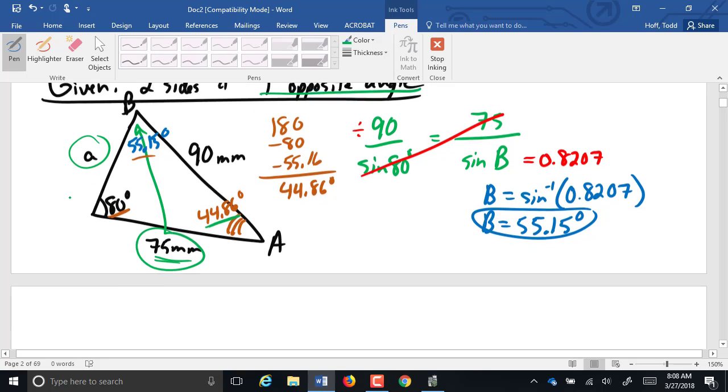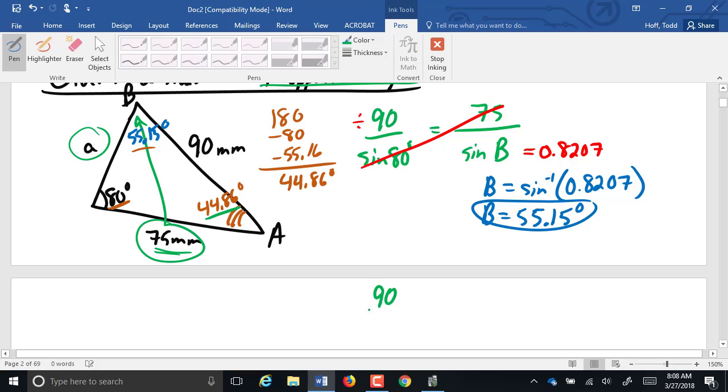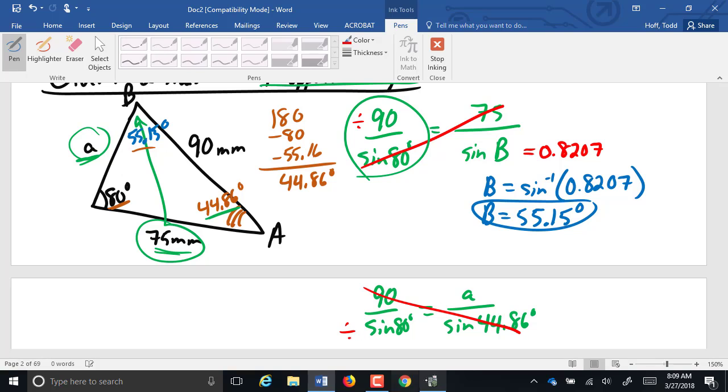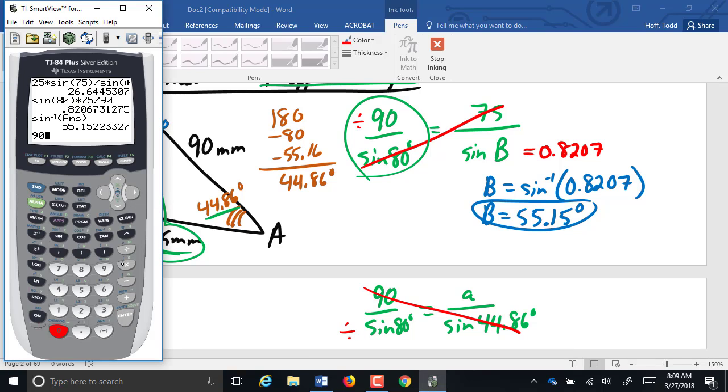Now this is just like what we did in the last triangle. We still have the 90 over the sine of 80 degrees. We're still using that same first ratio. But on the other side, we're looking for side A, so that goes on top. And its opposite angle will be the 44.86. So it's over the sine of 44.86 degrees. And this is going to be a simple cross multiply and divide. 90 times the sine of 44.86 divided by sine of 80.